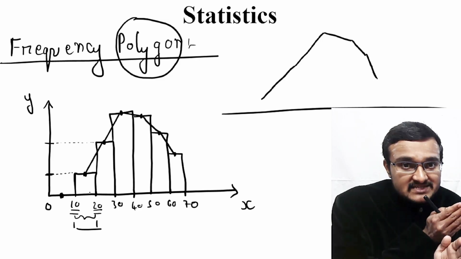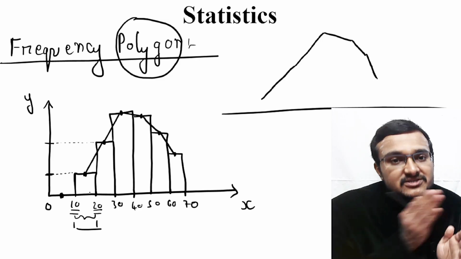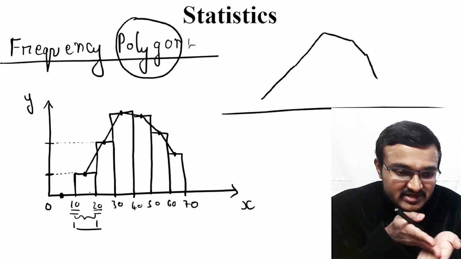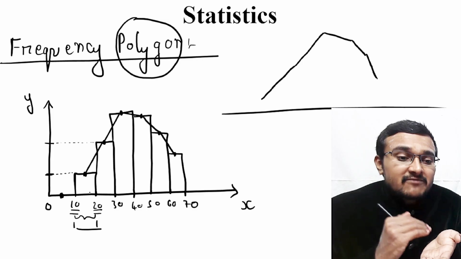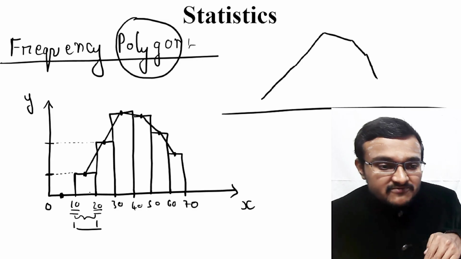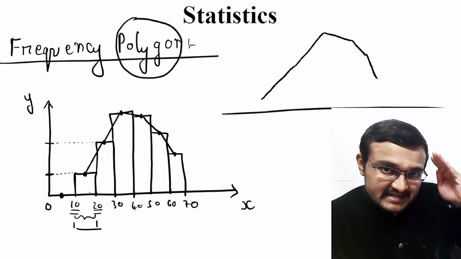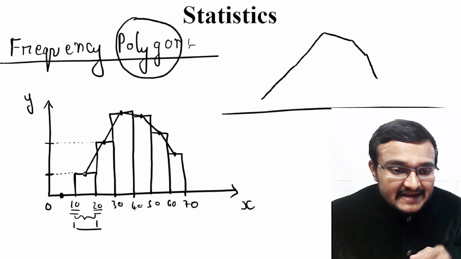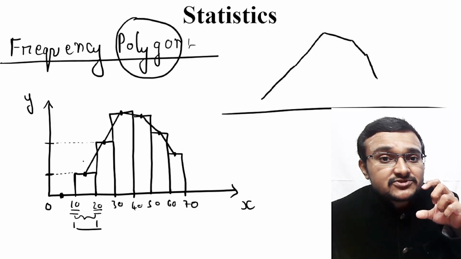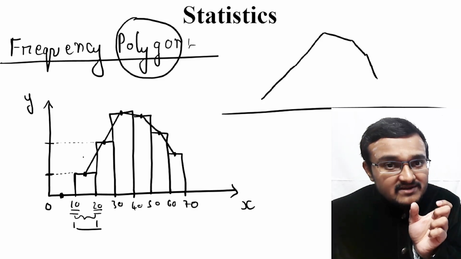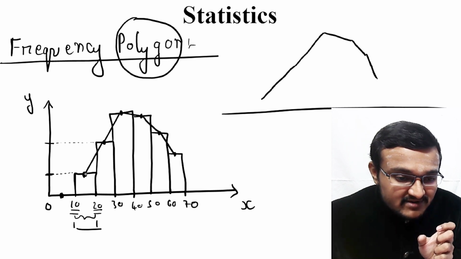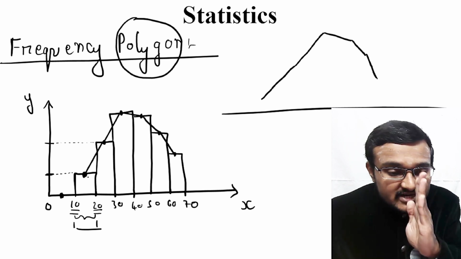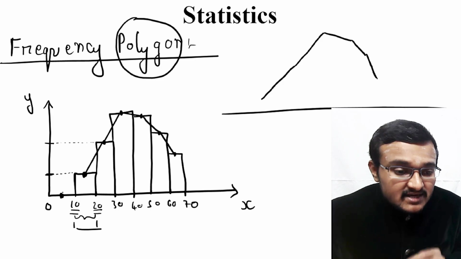So the previous range for this 10 to 20 is from 0 to 10. From 0 to 10, you have to consider the midpoint, and the frequency is 0 because the y value is 0. The frequency is governed by the y axis. That's why the height of the rectangular bar gives you the frequency in that particular range. From 10 to 20, this is the frequency.